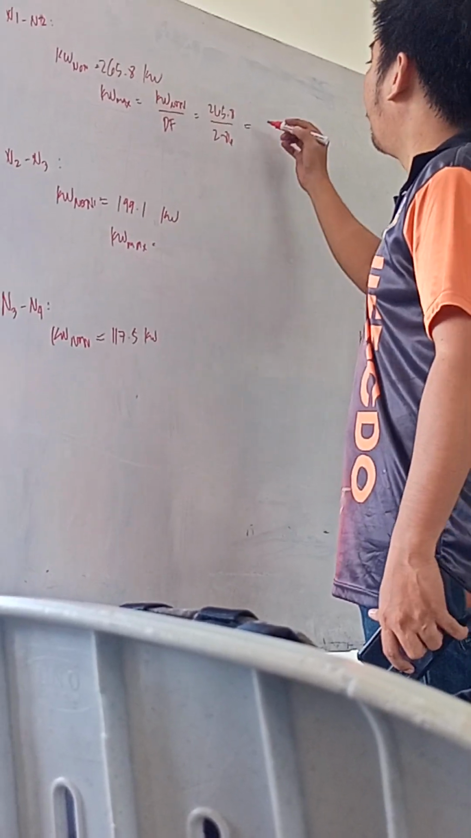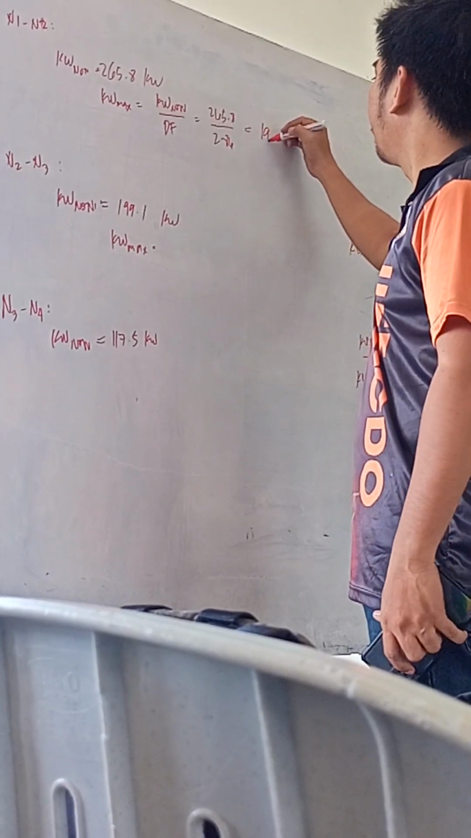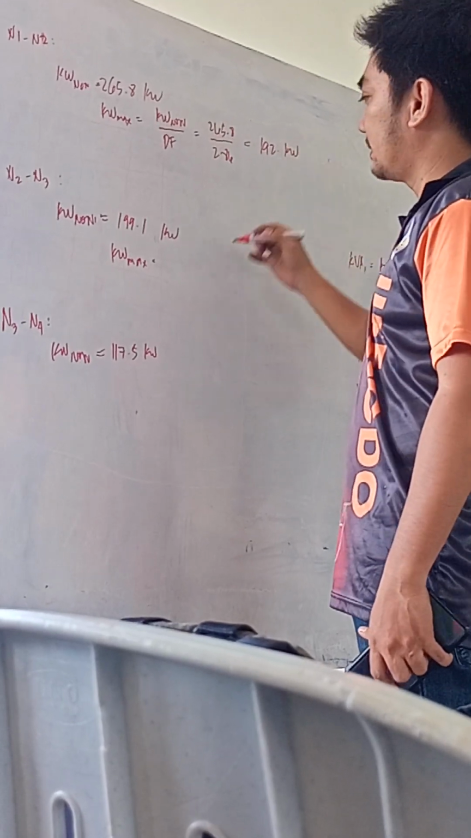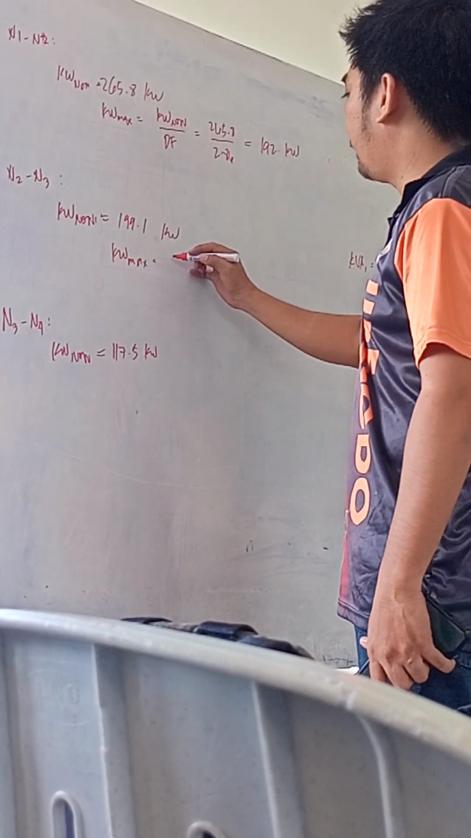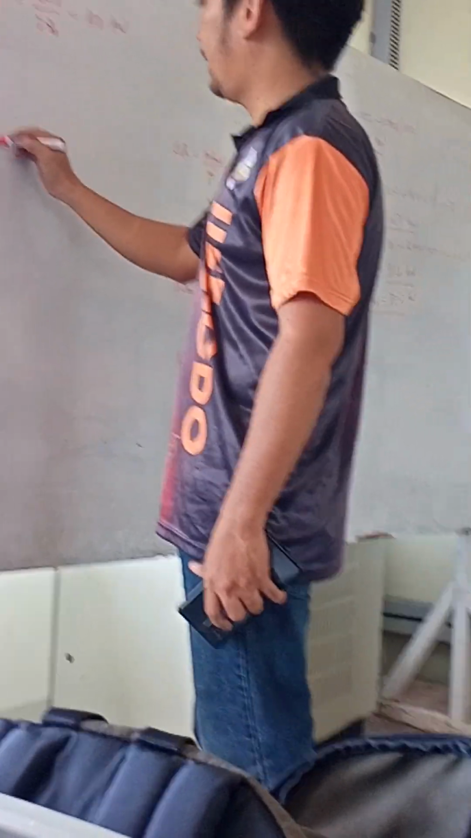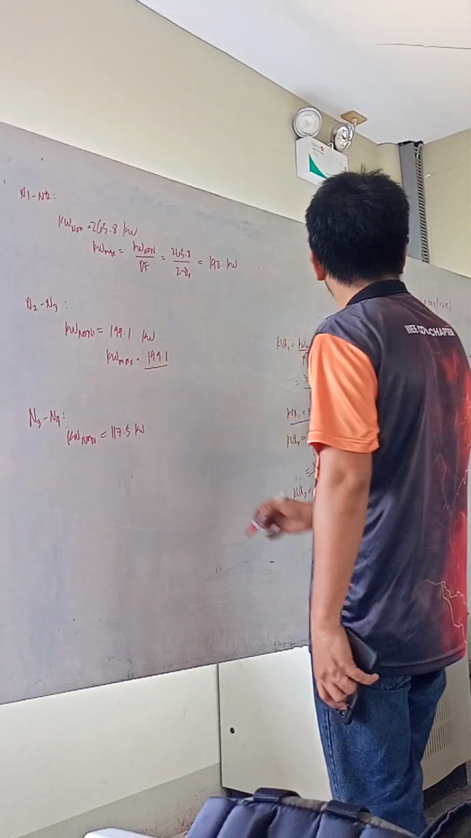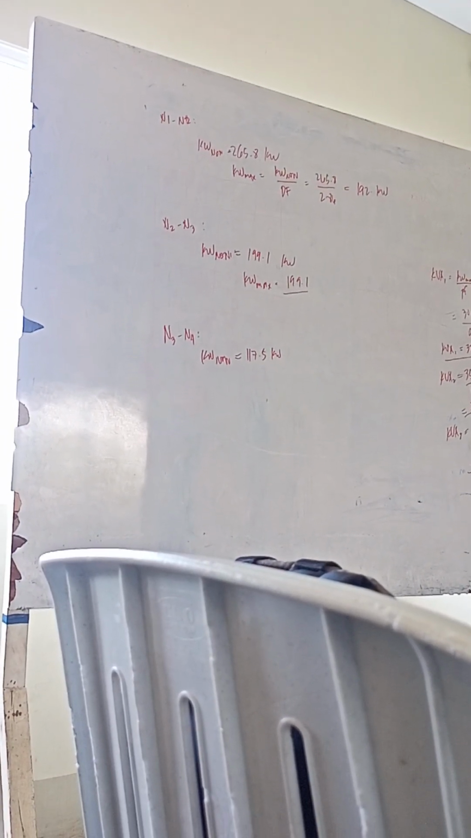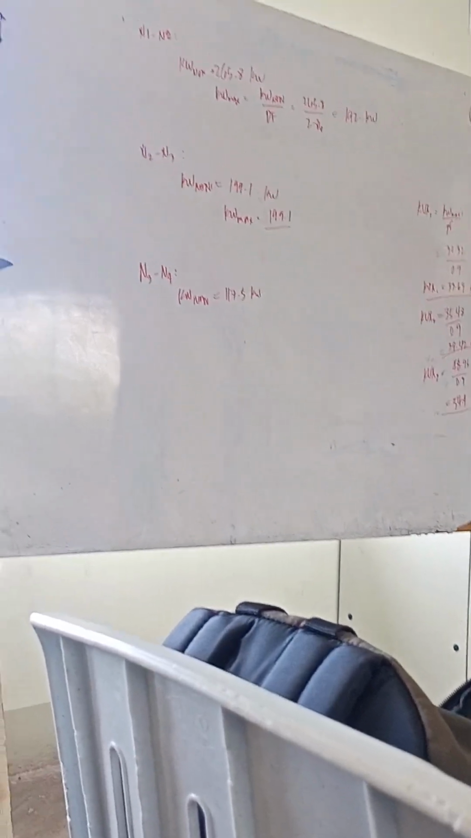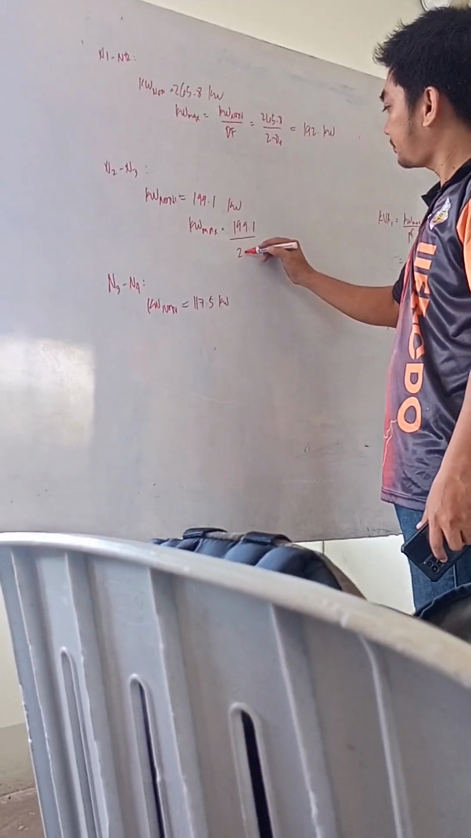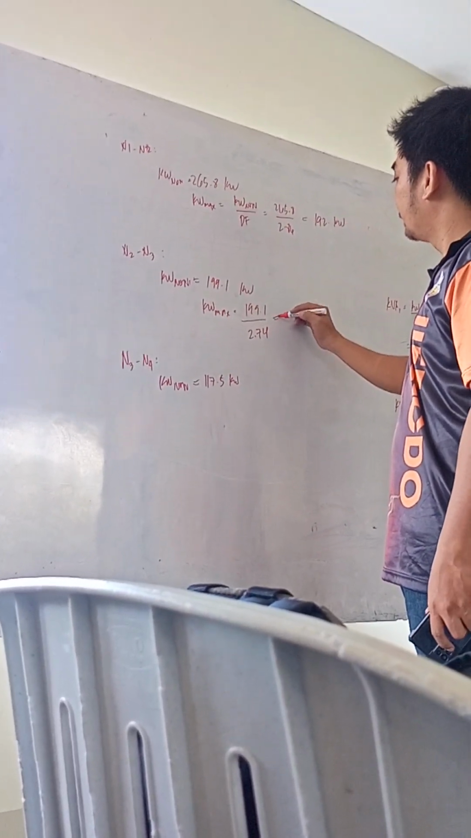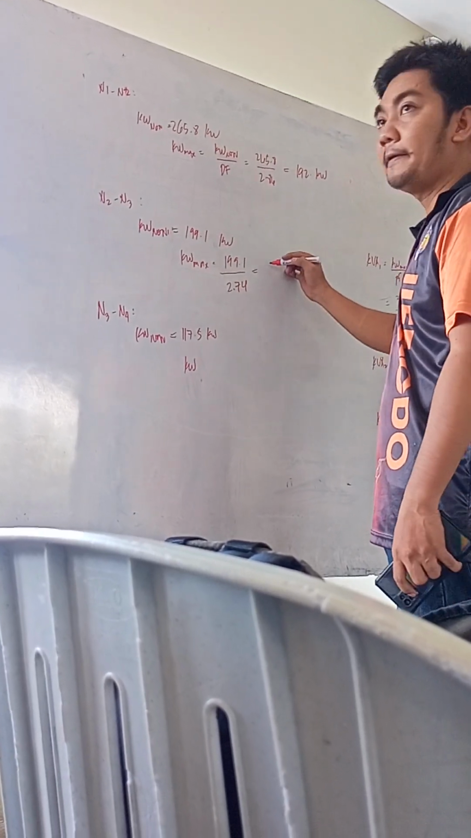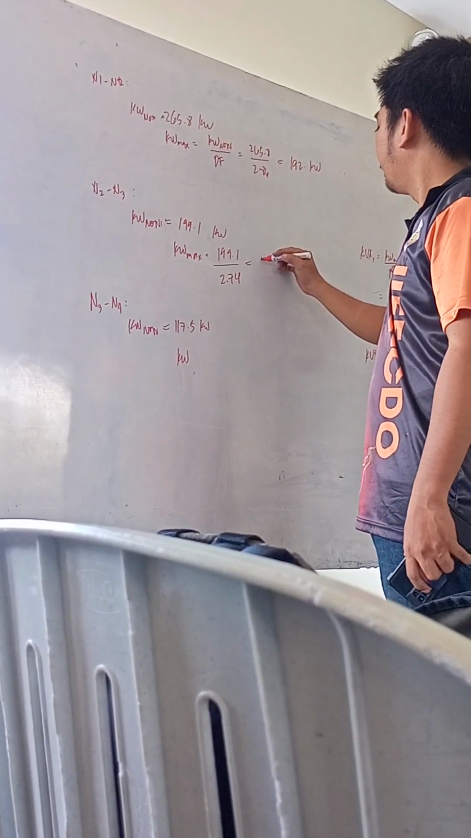So how much is your kilowatt max? 92.94 kilowatts. How about this one? We have 199.1 divided by how many connected customers? 18 minus 5, so 13. The diversity factor is 2.74. How much is your maximum kilowatt? 72.66.